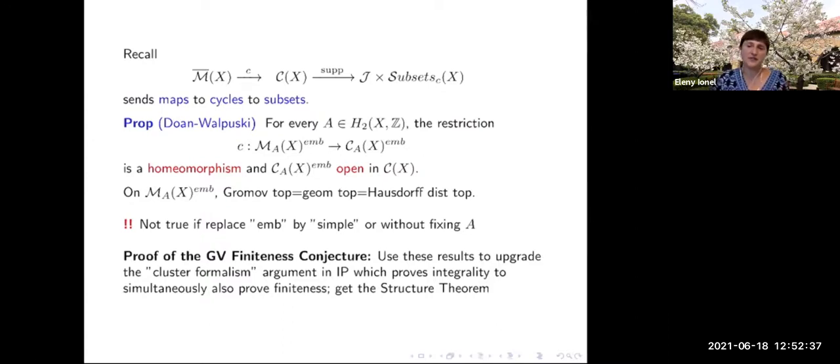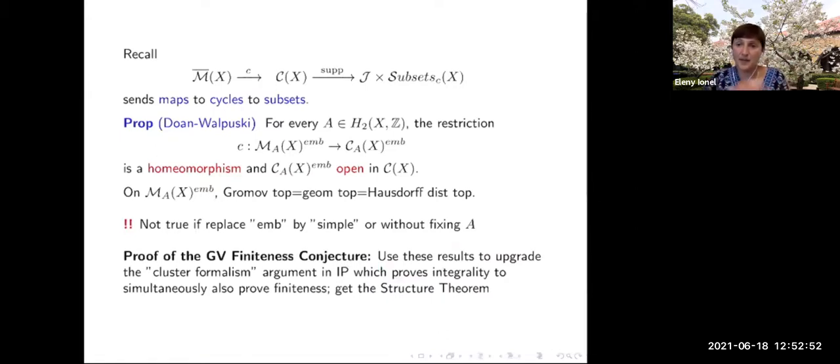So, as I said, because many of you have heard me talk about this before, in this joint work with Tom Parker, I tried to focus today more on the new ingredients involved in the proof of finiteness.